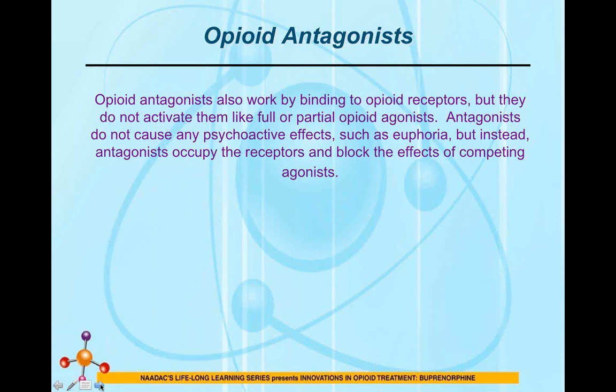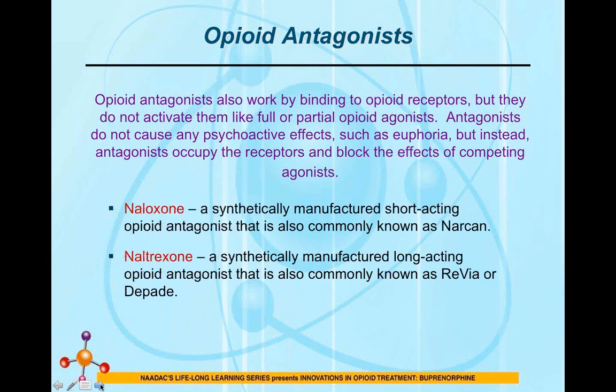You know, example is euphoria or pain reduction or that nodding or pinpoint pupils. None of that happens at all. But instead, those antagonists occupy those opioid receptors and then block the effects of any competing agonist. And so what does that mean? It means basically they're sitting on that receptor, and if any other agonist, such as heroin, comes along and they want to get high off of heroin, there's already one of these opioid antagonists that's sitting on that receptor, and heroin will not work. There'll be zero effects of heroin.